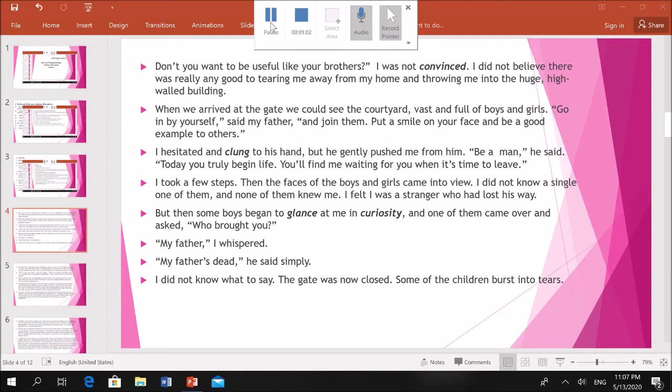Go in by yourself, said my father, and join them, and put a smile on your face and be a good example to others. So when they arrived at the gate, his father tells him, go there by yourself and try to be nice to others.